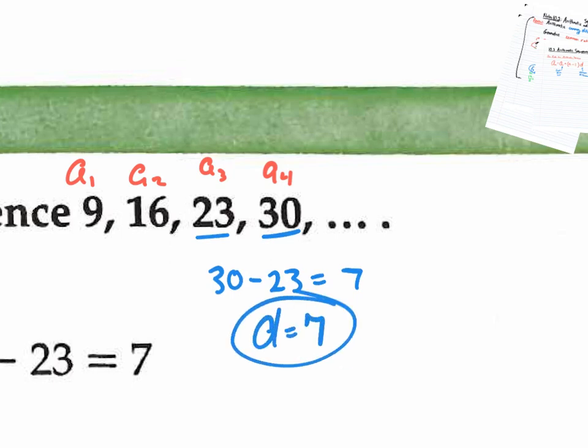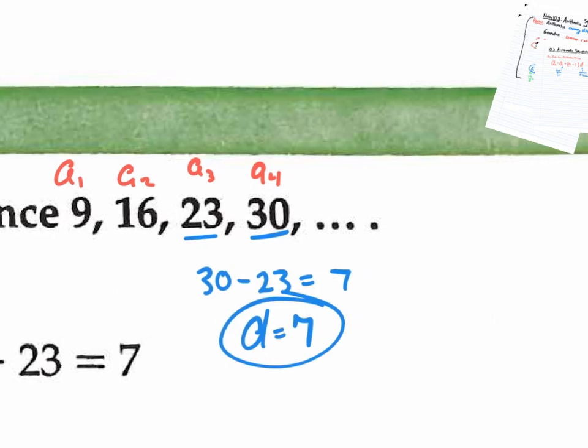So we understand that this is an arithmetic sequence because they tell us that. If you wanted to, you could go 16 take away 9 is 7, 23 take away 16, that's 7, 30 take away 23 is 7. Of course, it's common because it's arithmetic. There's a common difference. Okay, anyway, let's write down the formula.